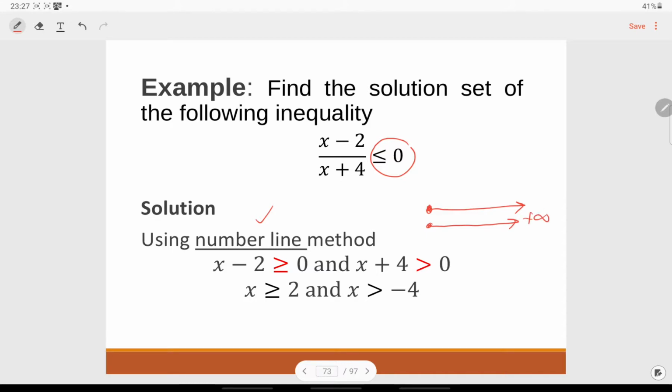That means we make A greater than, because this one has the equal sign, so we have greater than or equal to 0. We also consider x plus 4. Because this one is B, we just have greater than 0. So we solve for x: x is greater than or equal to 2, and x is greater than negative 4. Now we draw the number line.